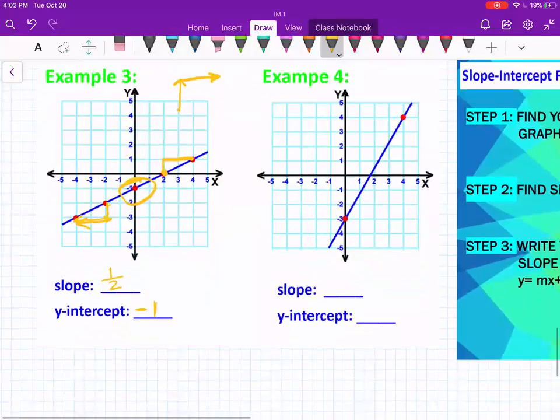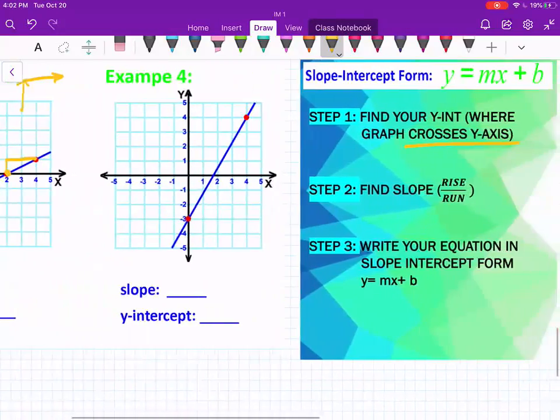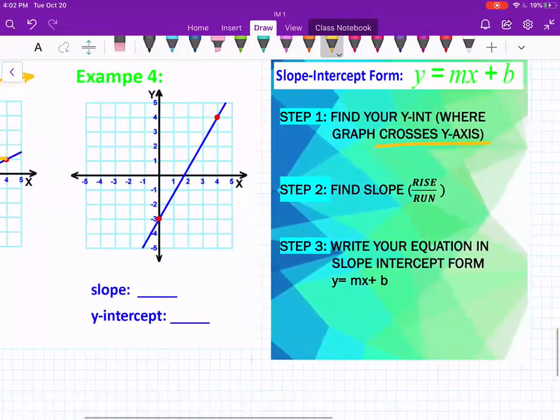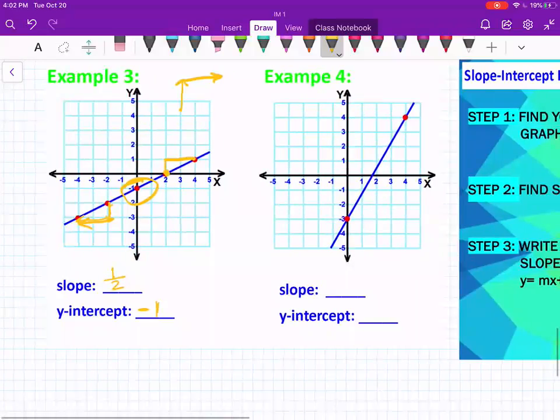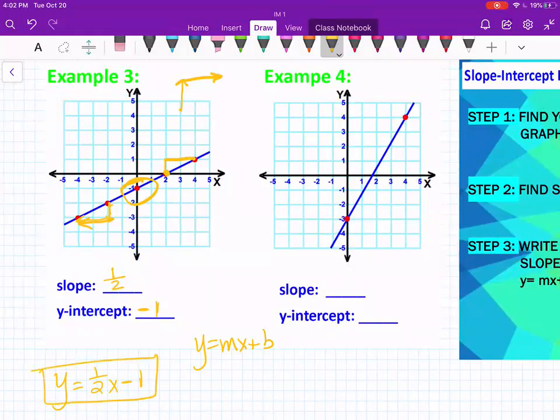So to write our slope-intercept form of a line, step 3, is you just plug it in like we did above. So our slope-intercept form of a line, I'll put right here, and we write y equals 1/2 x minus 1. All right, let's look at example number 4.